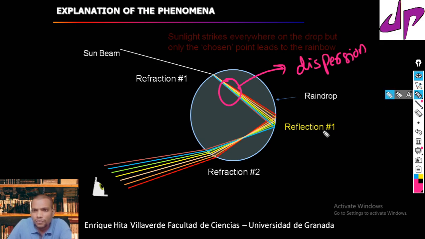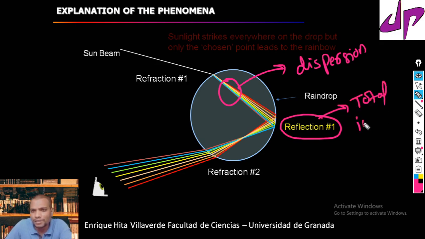Here is one more phenomenon, the reflection. This is total internal reflection, because the colored rays are reflecting inside the droplet. If they came out of the droplet, there would be no chance to see the rainbow. Here is the second optical phenomenon, and here the colors are coming out of the water droplet.